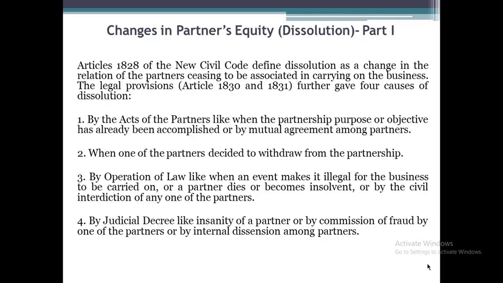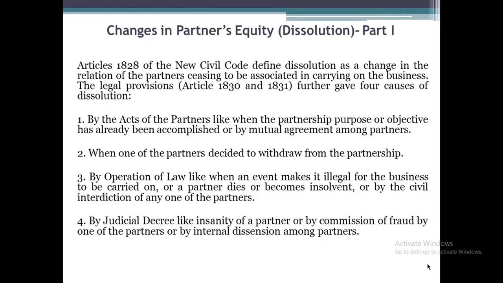So, number 2, when one of the partners decided to withdraw from the partnership. So, like for example, umalis yung partnership or ayaw na niya, 'di ba? Alis na siya umalis yung isang partner doon sa partnership. So, si partner A, partner B, at partner C. So, aalis na si partner C. So, ang matitira na lang is si partner A at saka si partner B. So, i-revise or madi-dissolve na yung partnership.